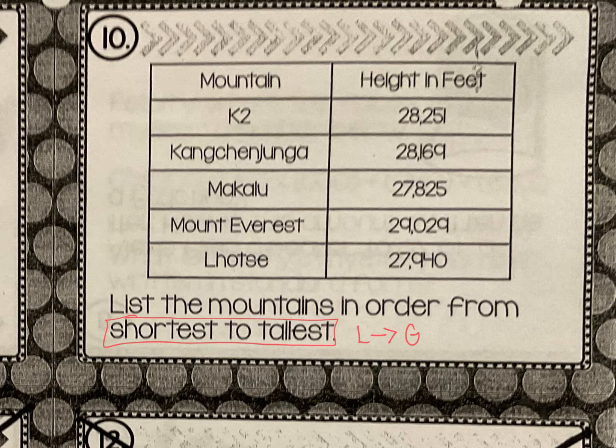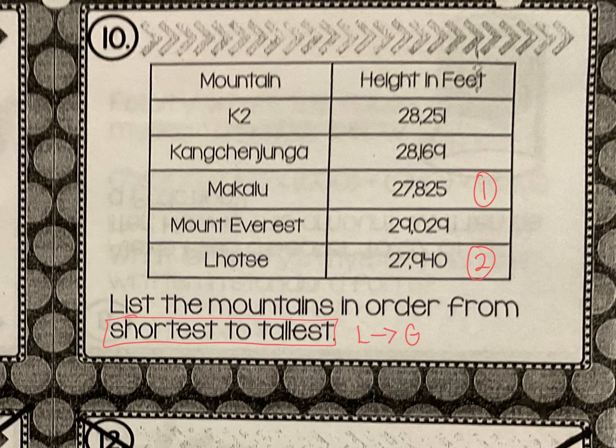So, I've got 27,825 and I've got 27,940. Which is the smaller one? 27,825 or 27,940? And I think you said it. Makalu. So this is the smallest, which means this is going to be the one that starts with an L. Lots. Number 2.